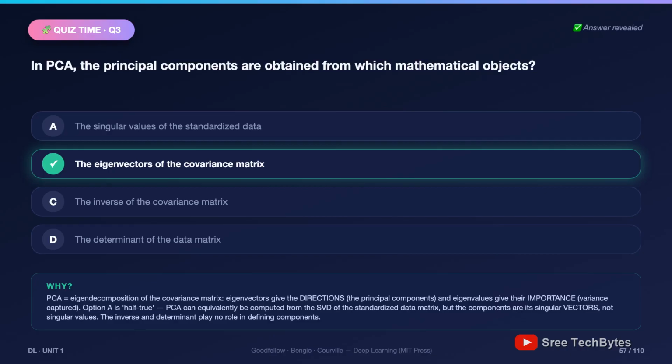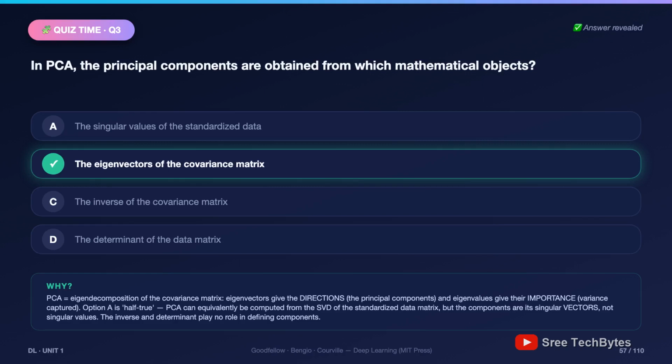Now if you picked A, I actually want to congratulate you, you were half right, and it's a subtle miss. PCA can be computed through the SVD of the standardized data. But the components are the singular vectors, not the singular values. Vectors are directions, values are magnitudes. Examiners adore that distinction. The inverse and the determinant play no role at all.